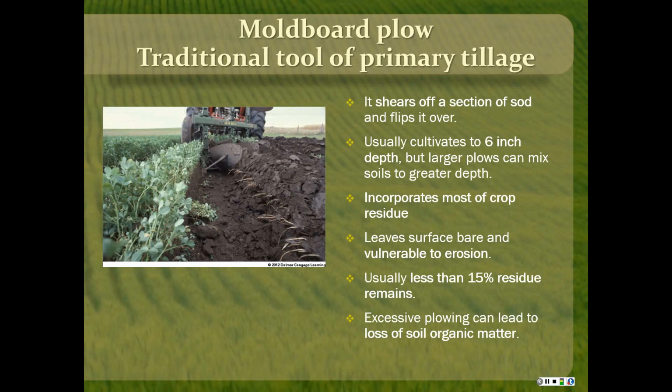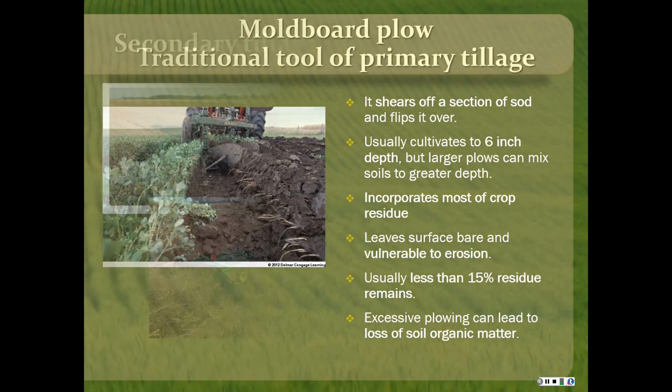And because of that, it leaves the surface bare and more vulnerable to erosion and washing by water. And usually less than 15% residue remains after moldboard plowing. And excessive plowing can lead to loss of soil organic matter over time.